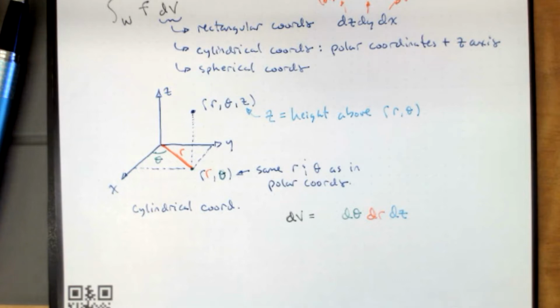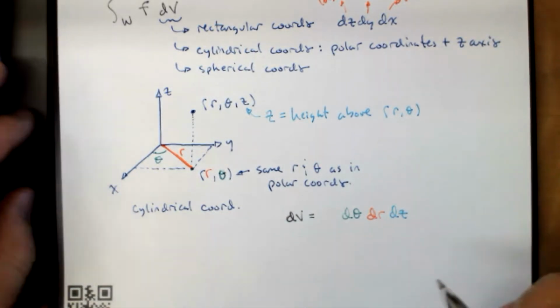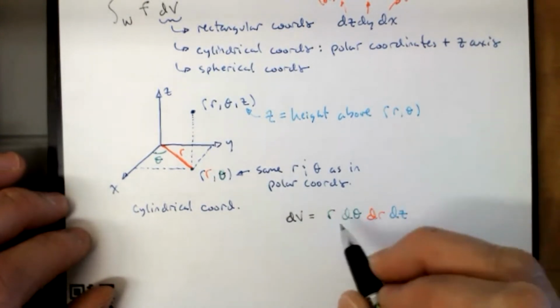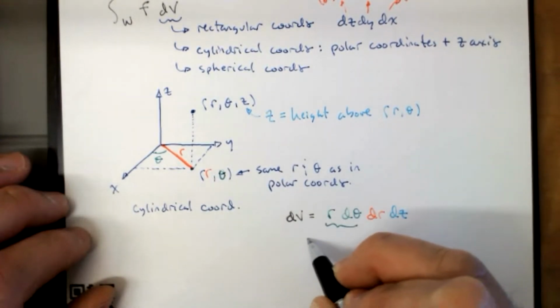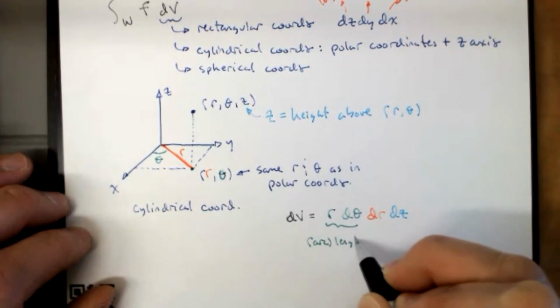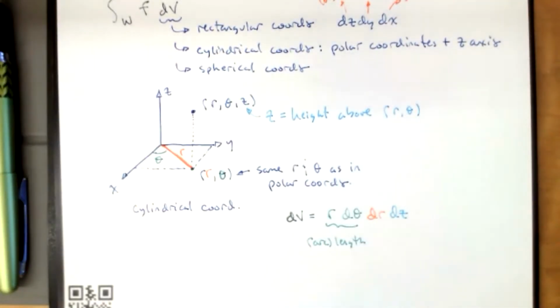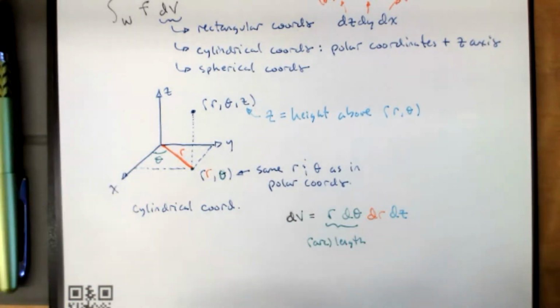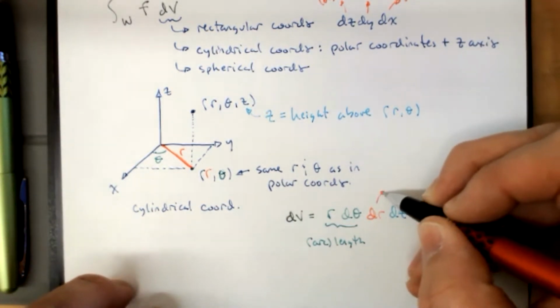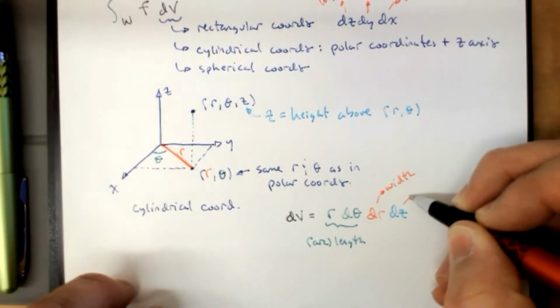I need to turn theta into an arc length, and we do it the same way we do in a double integral in polar coordinates. We just multiply by r to make an arc length. So that r in the dV in cylindrical coordinates turns d theta into a length. Then dr can be our width, and dz can be a height.